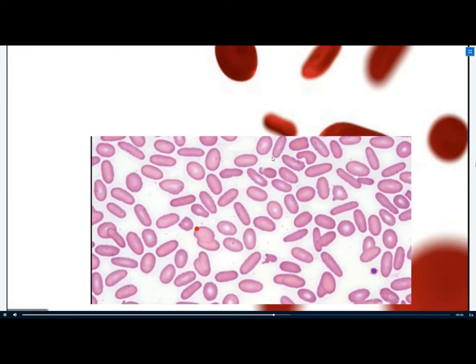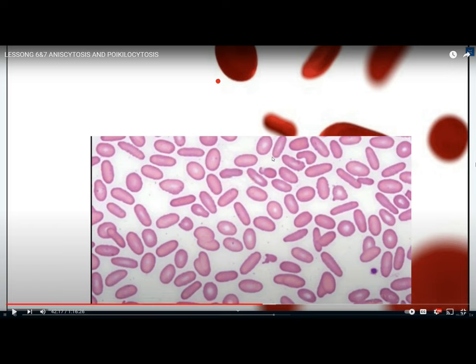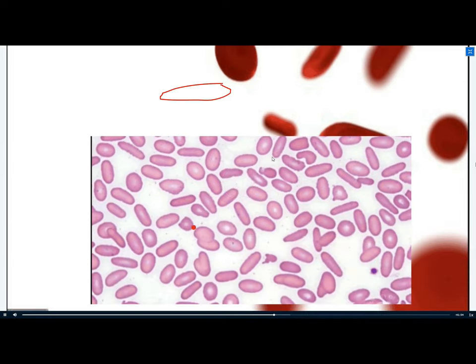So this is the appearance, class, of your ellipsocytes. Please take a screenshot of this picture and add it to your handouts. They would appear oval in shape, with a central pallor as well. So if you're asked in your exam if your ellipsocyte has a central pallor, it is yes.